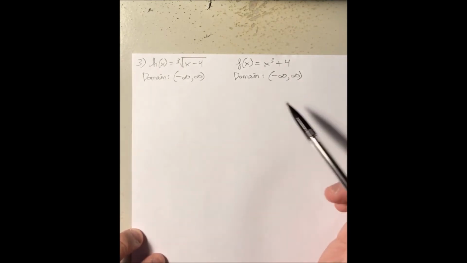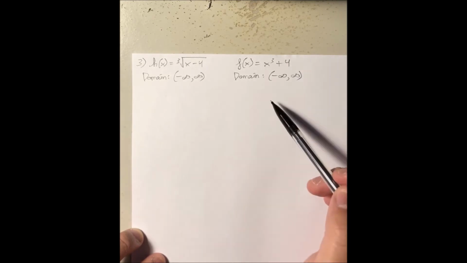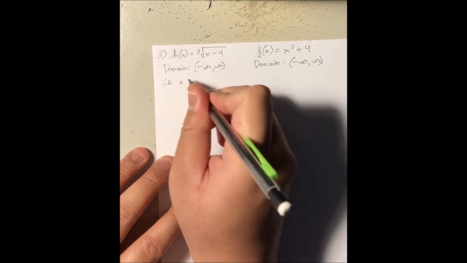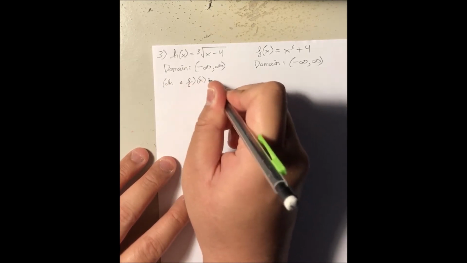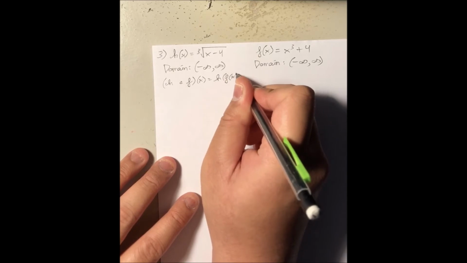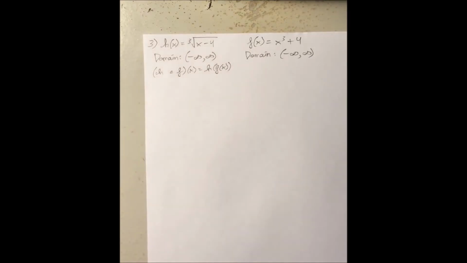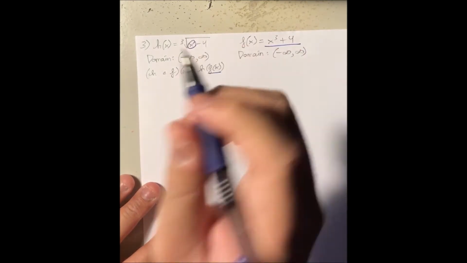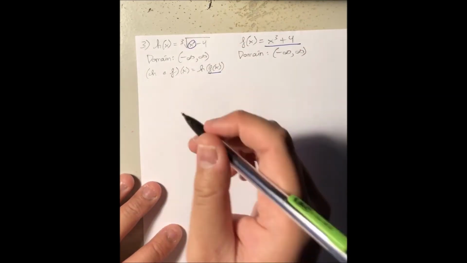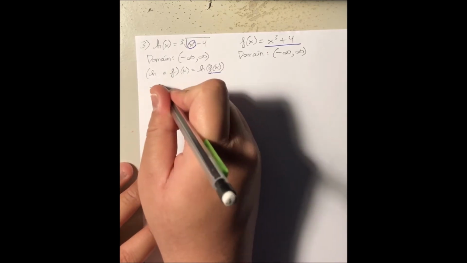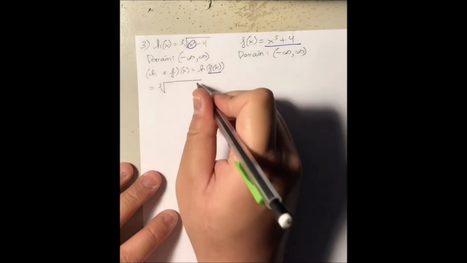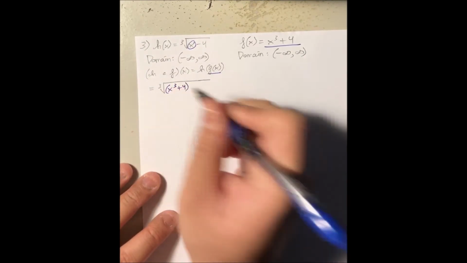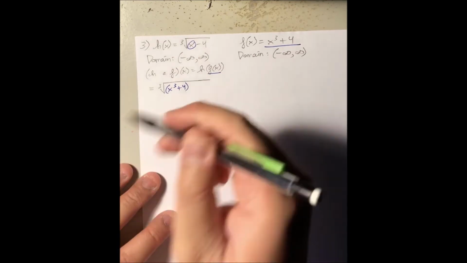And same thing for the f of x function. We don't have any denominator, so the domain is also all real numbers. Now, what about h composite f in terms of x, which is h of f of x? Just like we did earlier, take the entire function f and replace the x of the h with that f function. So this is going to give us the cube root of x cubed plus 4 and then minus 4.